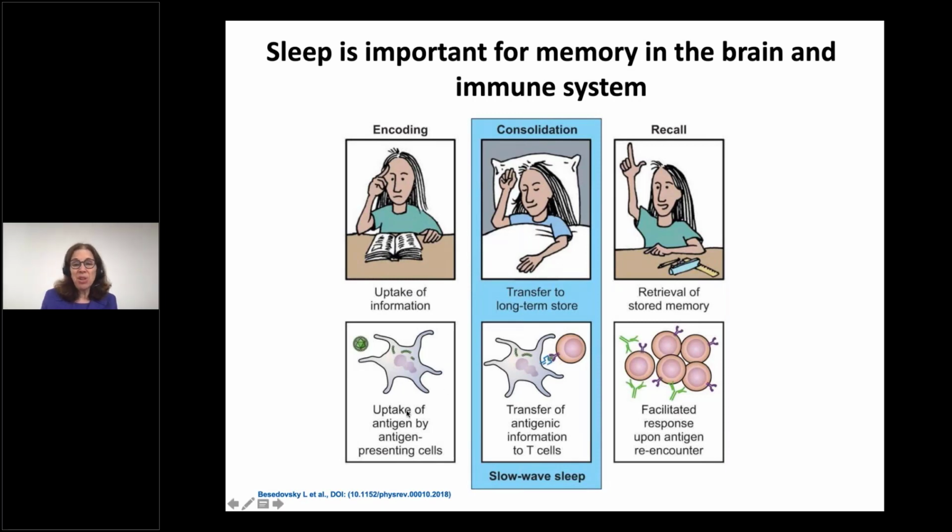A similar thing is going on in our immune system. During the daytime, our immune cells are encountering and taking up antigens, viruses, bacteria, other foreign substances in our body. They are transferring this information over the night, and then we have a better immune response the next day. And again, some of the processes are interfered with if we don't get enough sleep.